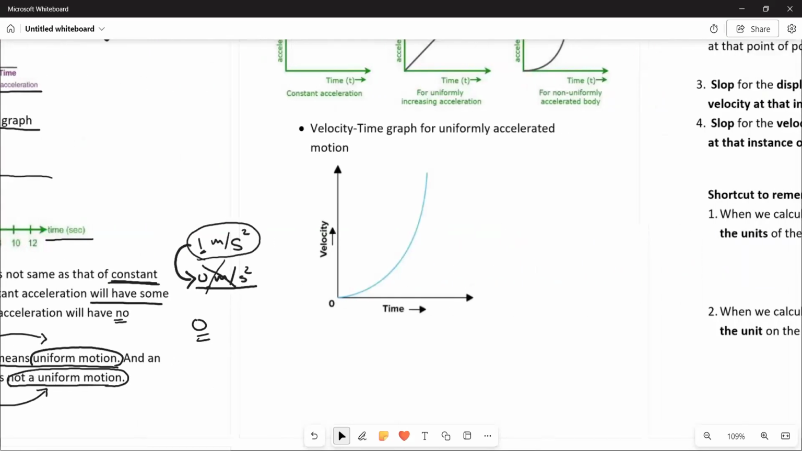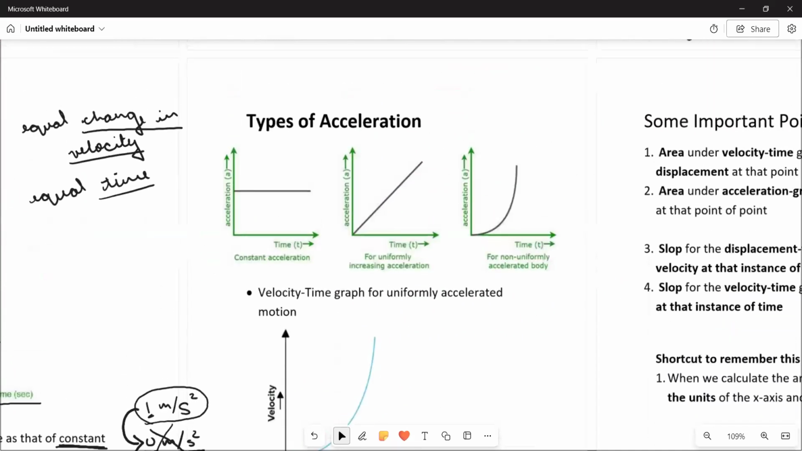So now we'll move on to the next point, that is different types of accelerations. So we discussed constant acceleration, then uniform acceleration and non-uniform acceleration. For that, we'll be drawing graphs for the acceleration. If the acceleration is constant, as we saw before, the line will always be parallel to the x-axis, the axis which shows us the time.